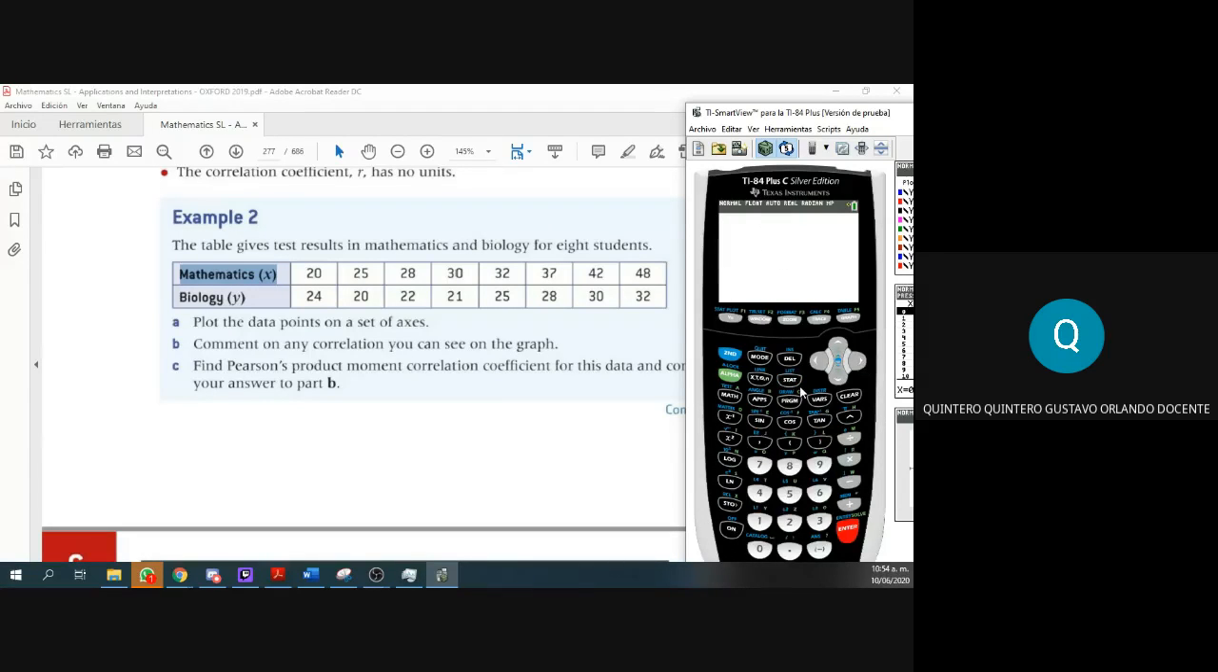So enter here, edit, and I'm gonna write the data again. 20, 25, 28, 30, 34, 37, 42, 48. The other side, 20, 24, 21, 25, 28, 30, and 32. And I am missing something, man. 4, 20, 22, 21, 25, 28, 30, 32.